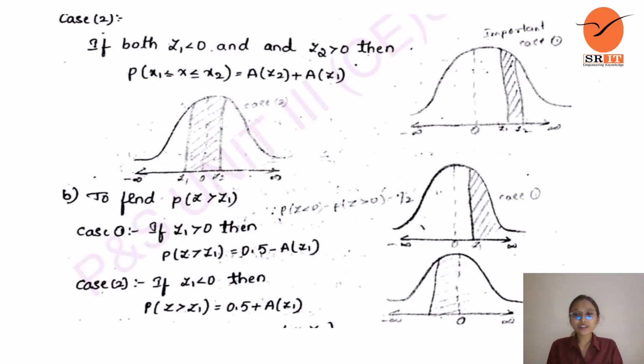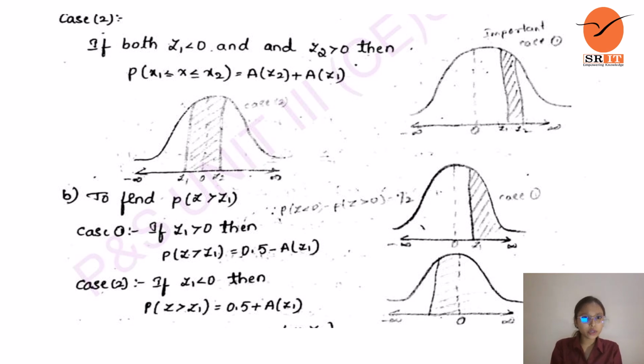Case 2. If z1 is less than 0 and z2 is greater than 0, then p of x1 less than or equal to x less than or equal to x2 is equal to A of z2 plus A of z1. So as we can see from the diagram, B is to find p of z greater than z1. So case 1 is if z1 is greater than 0, then p of z greater than z1 is equal to 0.5 minus A of z1. We can see it from the diagram. In the middle we have 0, and to the left hand side we have negative infinity, and to the right hand side we have positive infinity.